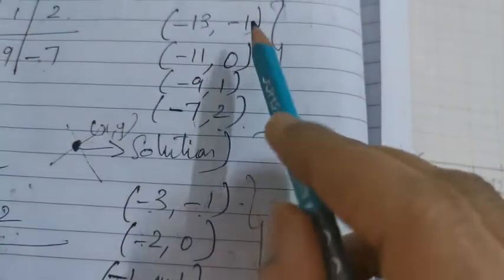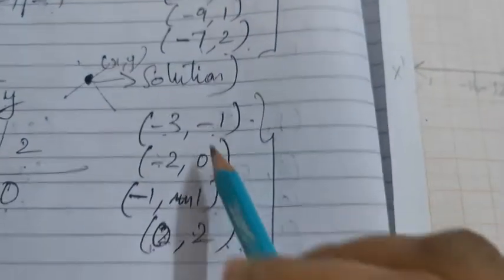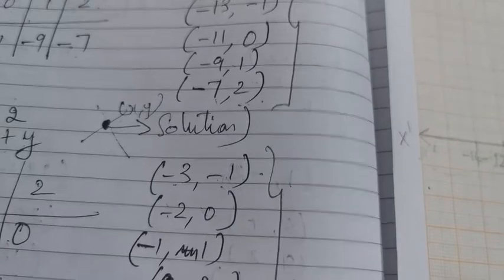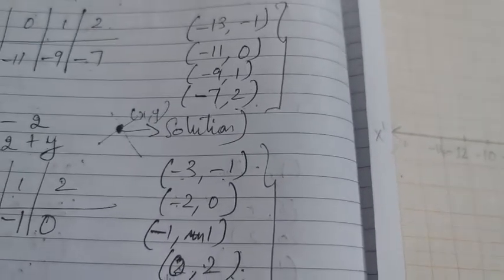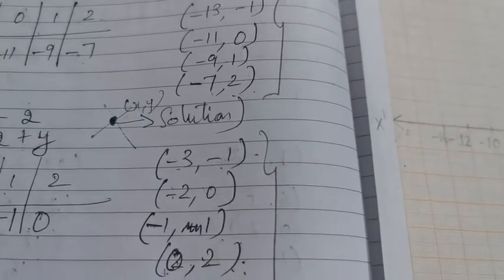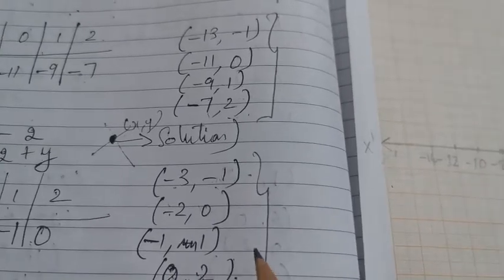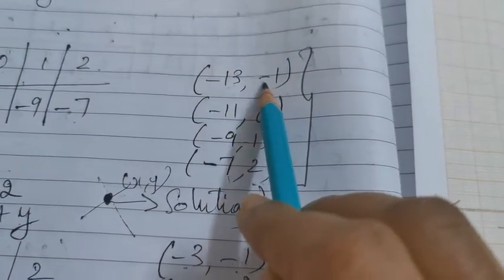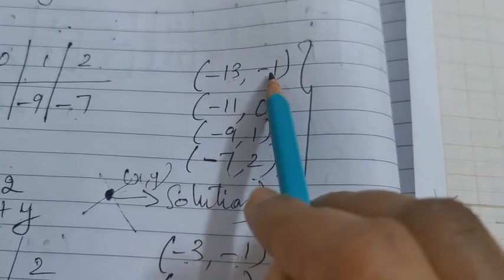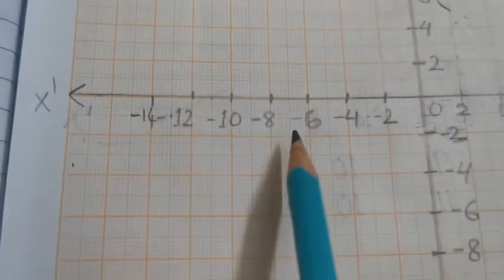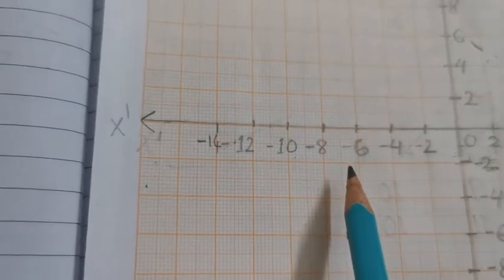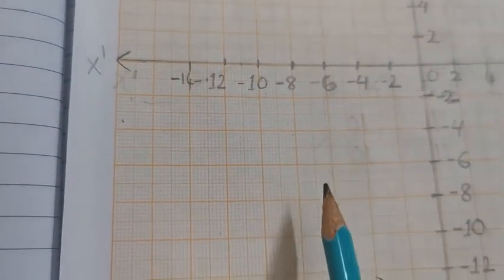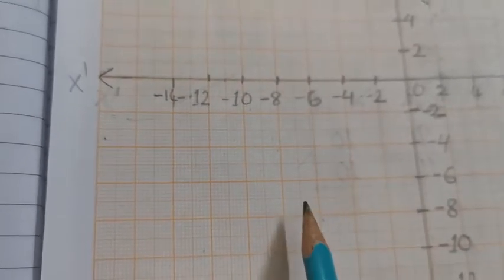So this set will give us a straight line and this set will give us a straight line, and wherever the two lines meet, that is our solution. The point where the two lines meet is our solution. Now we will plot the first point, minus 13, minus 1. So x is minus 13 and y is minus 1. So both are negative. When both are negative, it will fall in the third quadrant.